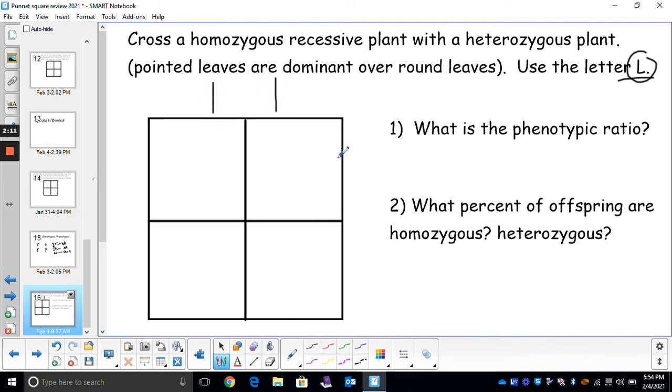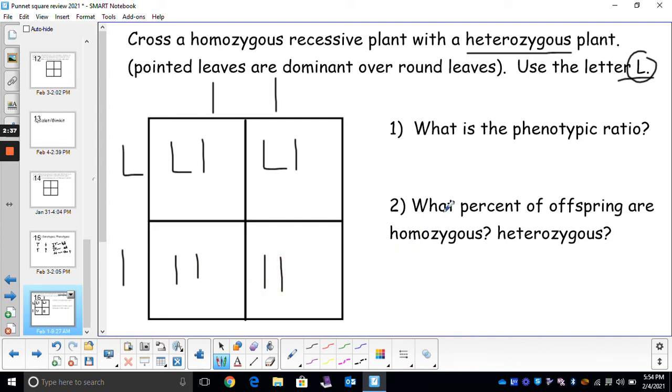That's my genotype. I'm going to cross that with a heterozygous plant. Hetero means different. So that would mean I would have one dominant allele and one recessive. My alleles are different. When I fill in my Punnett square, if I have a dominant allele, I write that one first. So there are all my genotypes.